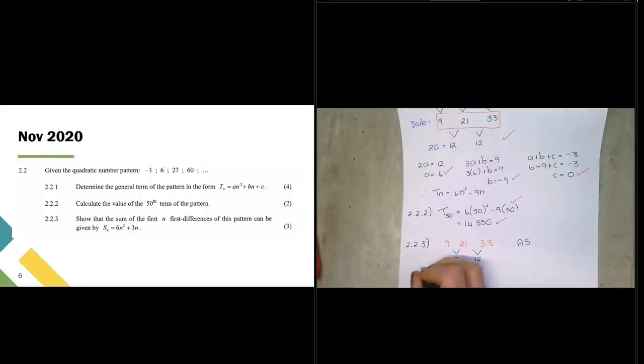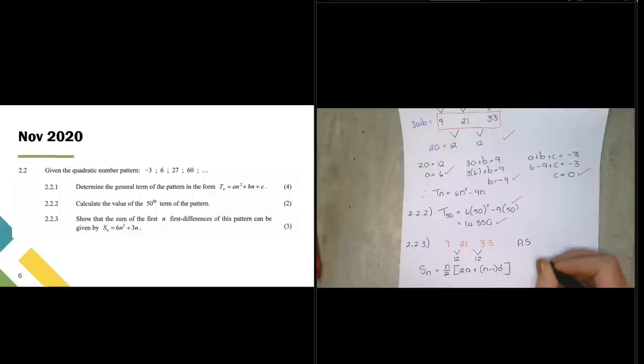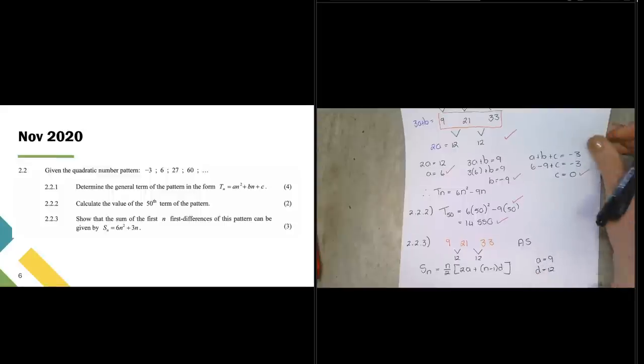Okay, we have a formula. Sn equals n over 2 bracket 2a plus n minus 1 times d. What do we know? What is the a value? Write it down for yourself. A is our first term, which is 9. D, what is my common difference the whole time? D is 12. So now I can substitute in.